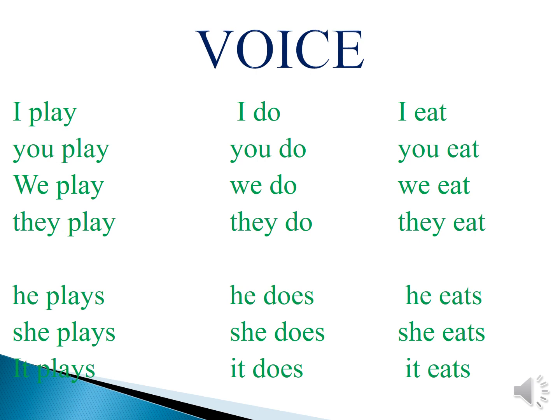And here the present tense of play is given. For he, she, it, we have to add s to the verb. And for the verb do, we should add es, does. I eat, you eat, we eat, they eat. But he eats, she eats, it eats. These are the present tense of the verbs.